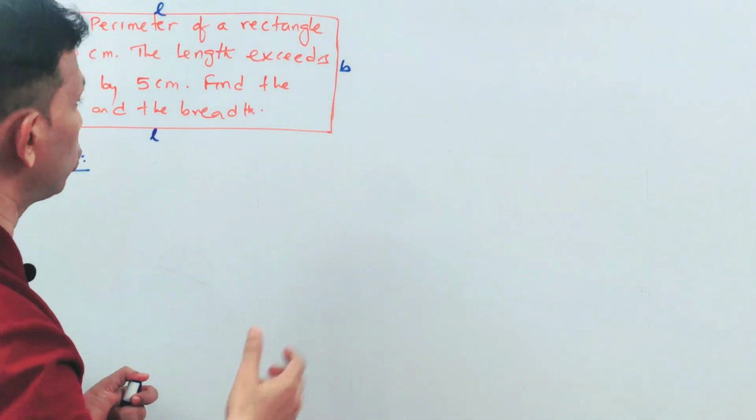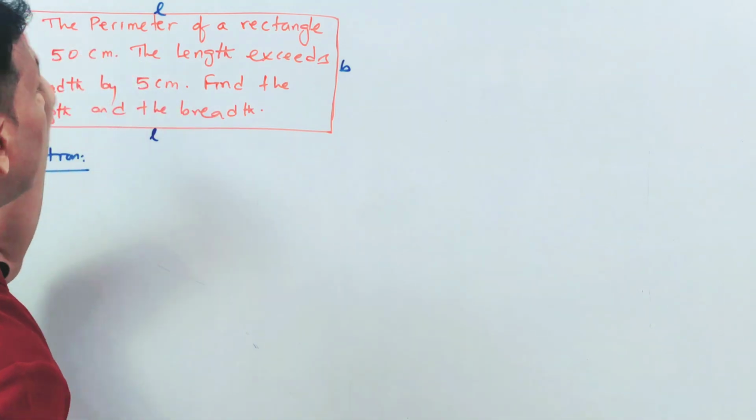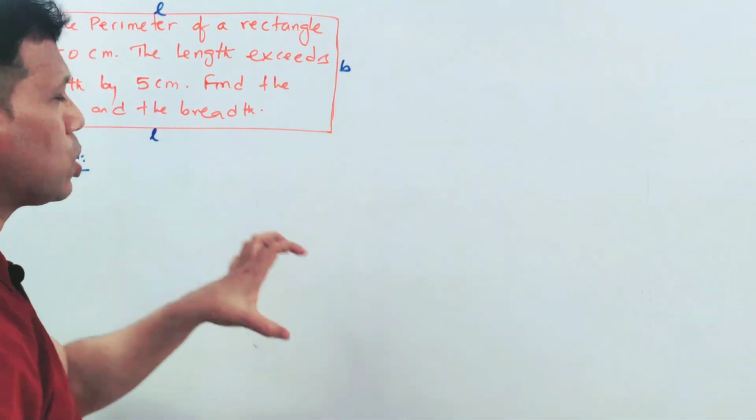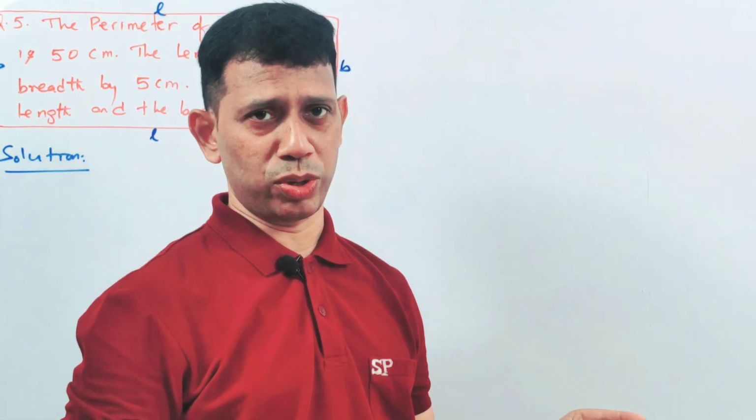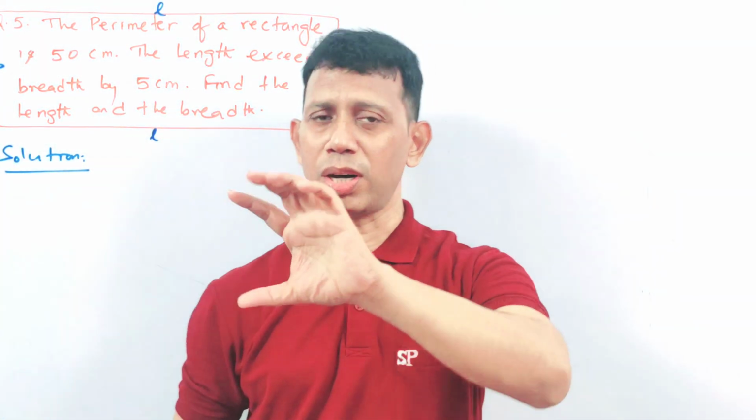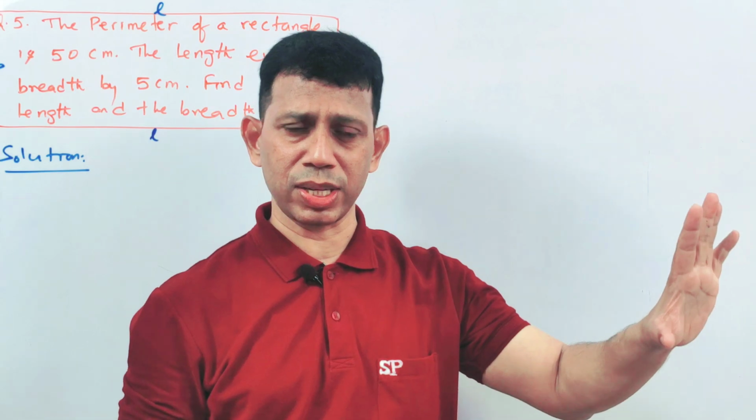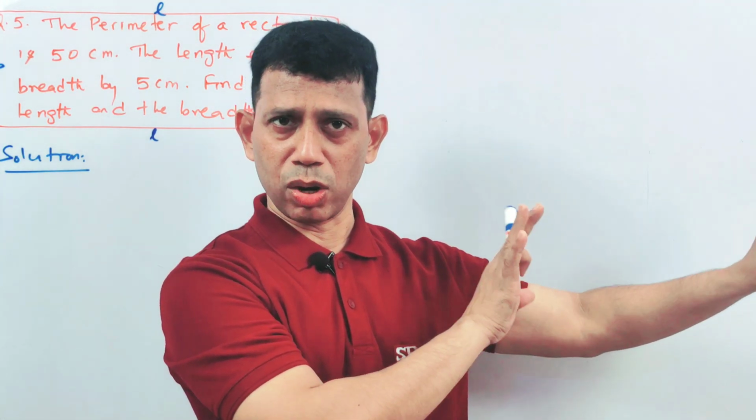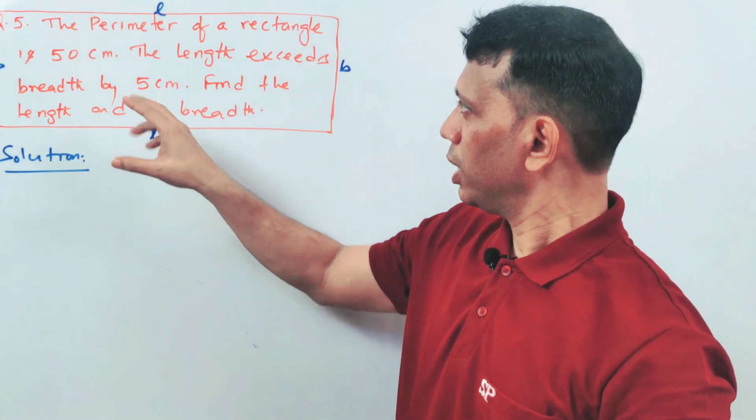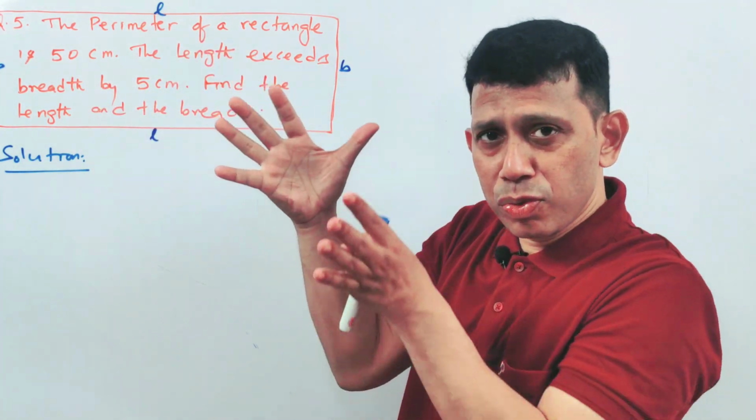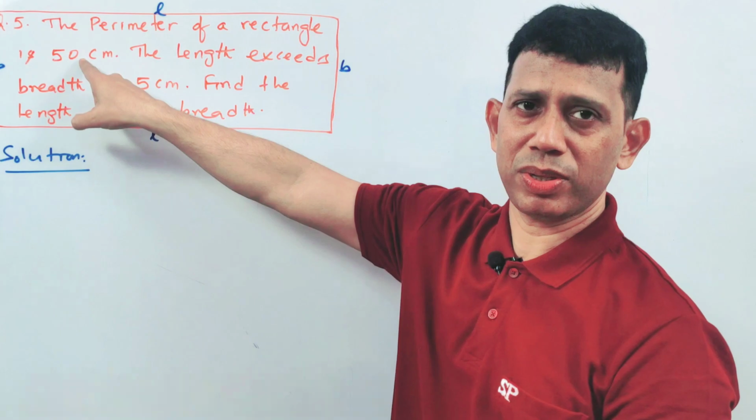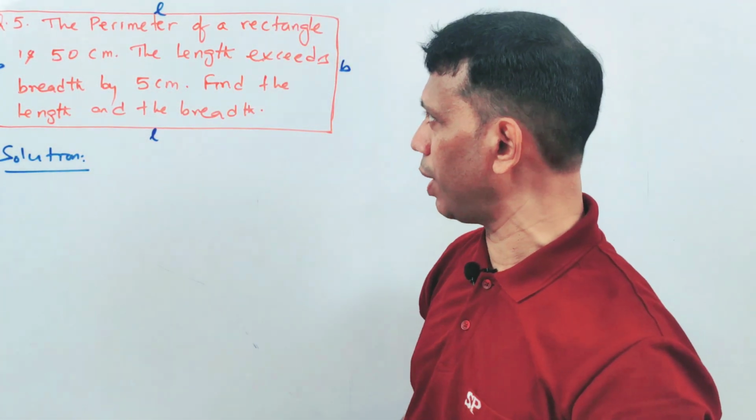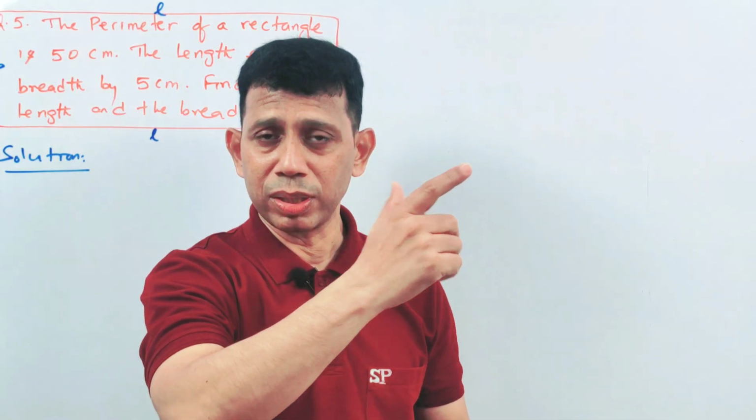let us read the second part of the question. The length exceeds breadth by 5 centimeter. This question is almost similar to the table chair question actually. The cost of 2 tables and 3 chairs are total 608 rupees, right? Total cost here just like that. 2 lengths and 2 breadths, if you add, that is 50 centimeter. The perimeter is 50 centimeter.